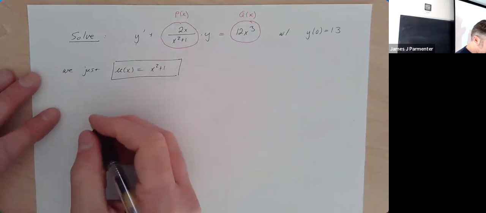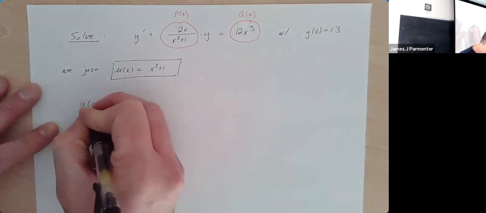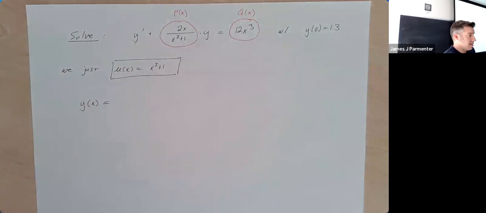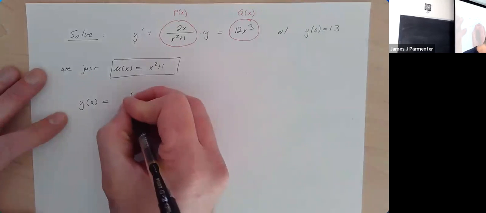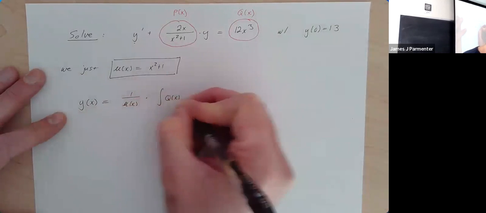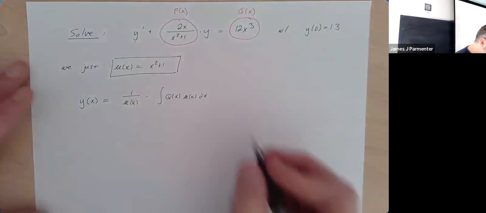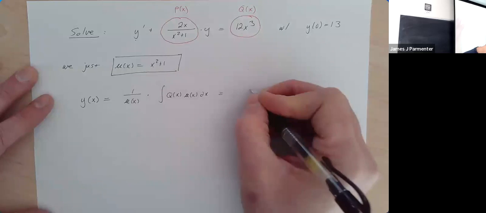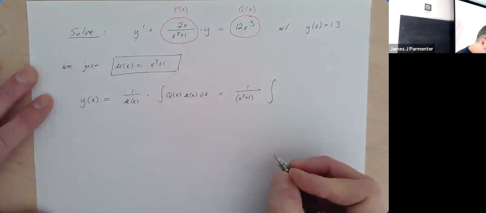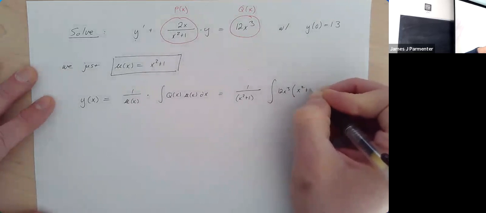And then if I'm doing it this kind of shortcut way, I'm going to write out my solution, y as a function of x. I like to write the general formula first, I should say the formula with just the names of the functions in there. So that's going to be 1 over mu of x times the integral of q of x times mu of x. And then substitute in all the functions that we know. So that's going to equal 1 over x squared plus 1 times the integral of q of x, which is 12x cubed times x squared plus 1.